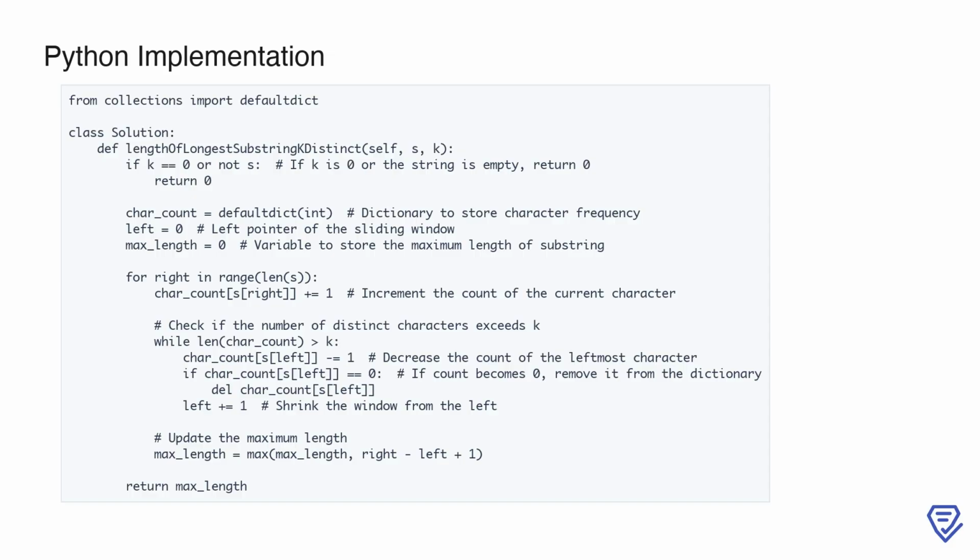At every step, the maximum length of the substring is updated by comparing the current window size, right - left + 1, with the existing max_length. This ensures that the longest valid substring is tracked throughout the process. Finally, the function returns the value of max_length, which represents the length of the longest substring with at most k distinct characters. This solution is efficient, with a time complexity of O(n), as each character is processed at most twice, once by the right pointer and once by the left pointer. The space complexity is O(k), due to the storage of character frequencies in the dictionary.